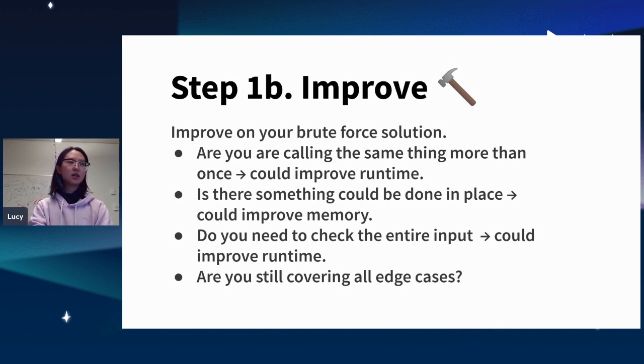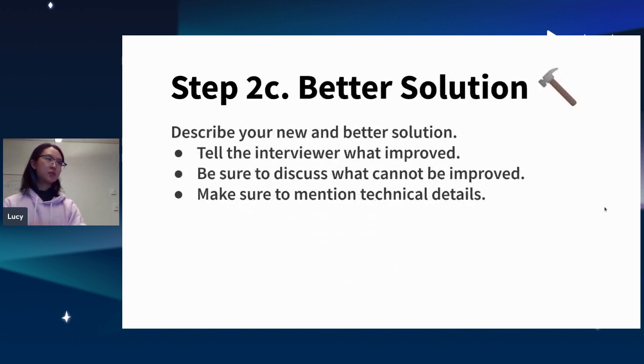And next is about the input. So do you need to check the entire input? Sometimes parts of the input are irrelevant. So if you're able to establish that you can still find the correct solution without checking the entire input, this could also improve runtime. And while you're improving your algorithm, make sure that you're still covering all edge cases and producing the correct thing, because sometimes you can accidentally do something that makes your algorithm incorrect or your design incorrect.